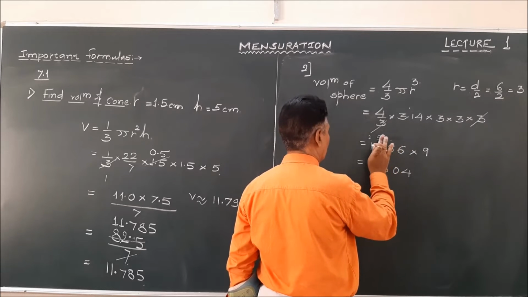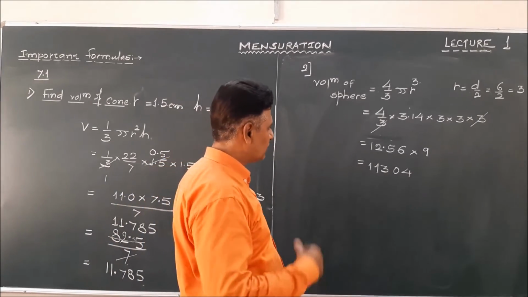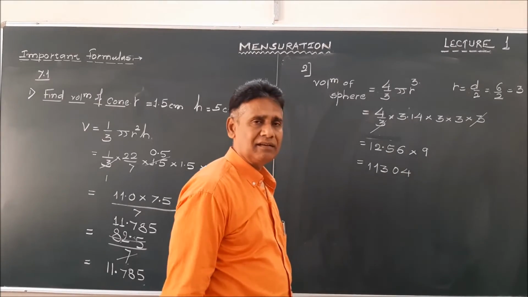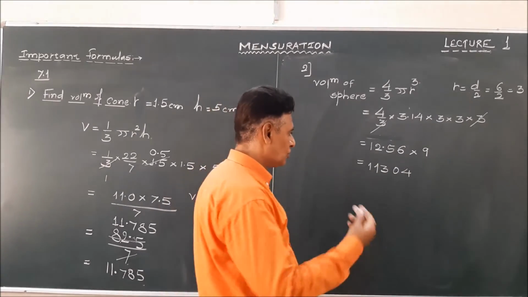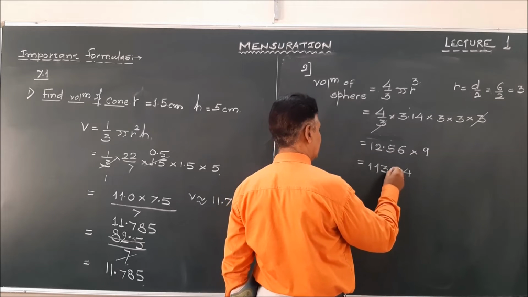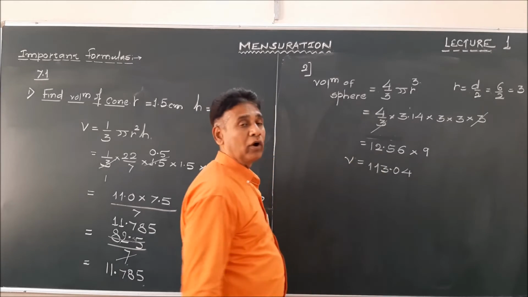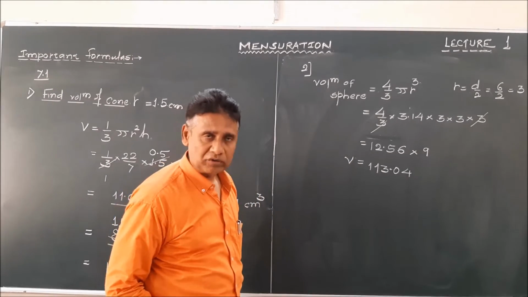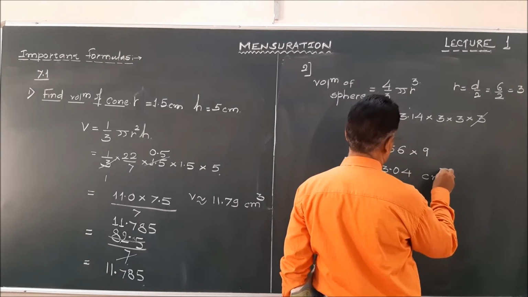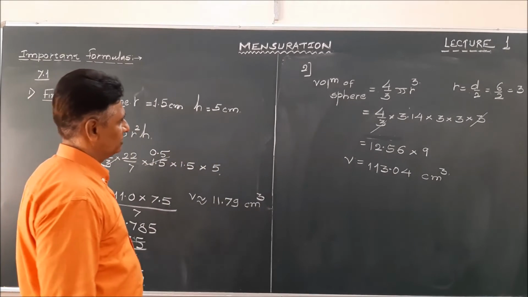So the product of 12.56 into 9 is 11304. How many digits are there after the decimal? 2. So from the right side after 2 digits I place a point. So my final answer is volume of sphere is 113.04. Unit is important, so centimeter cube. This is how you will find your second sum.